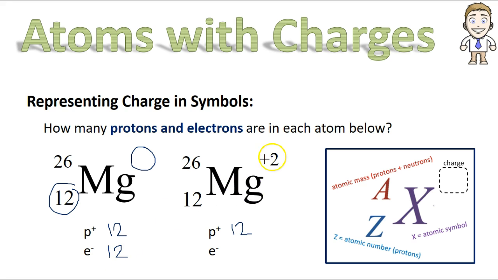This one's a little bit harder because it does have a charge. The charge is +2. Remember what we said about a charge of +2. That means the positive team is winning by 2. So the protons are winning by 2, which means the electron count has to be 10.